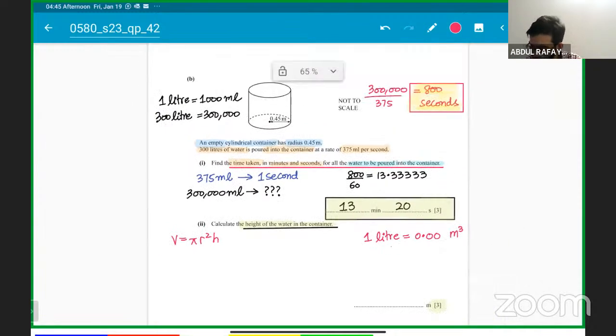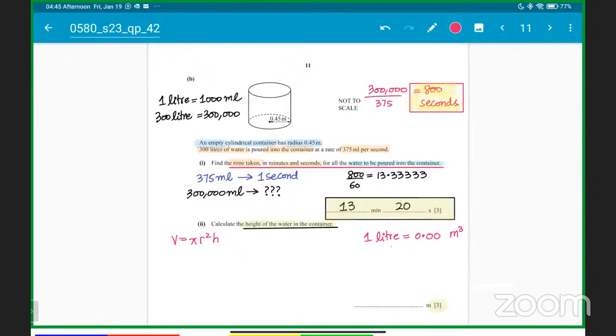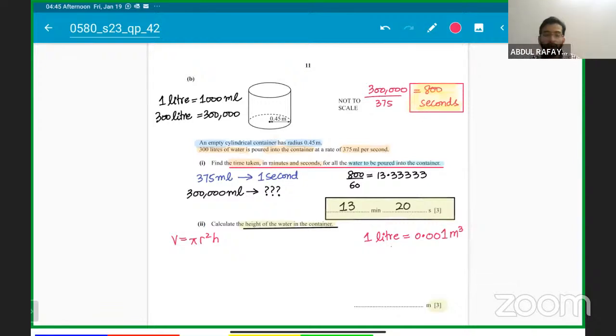Guys, getting it? Any question? No, sir. सही है. तो ये 1 लीटर इज 0.001 मीटर क्यूब होता है. ठीक है, तो अगर हमारे पास 300 लीटर्स हैं, तो अगर हम डायरेक्ट मीटर क्यूब में करना चाह रहे हैं तो इट विल बी 0.3 मीटर क्यूब.